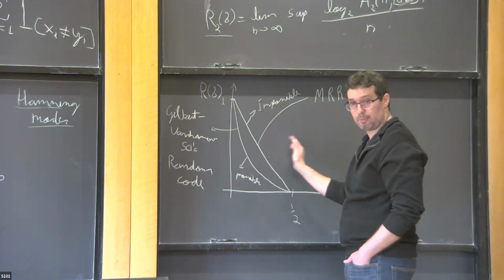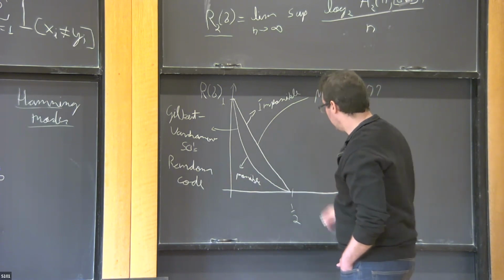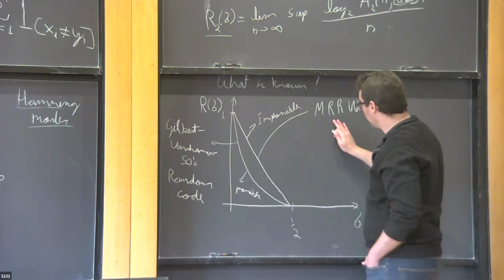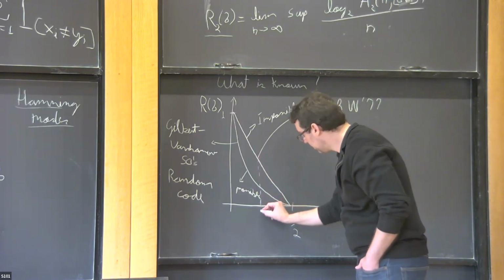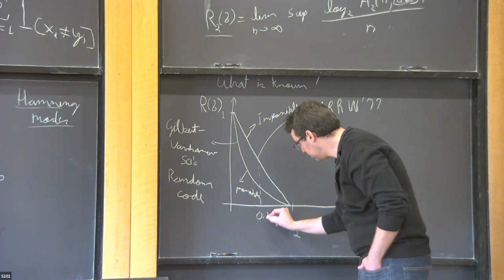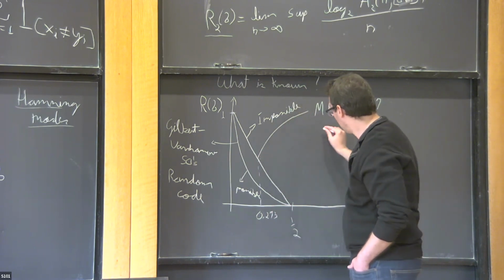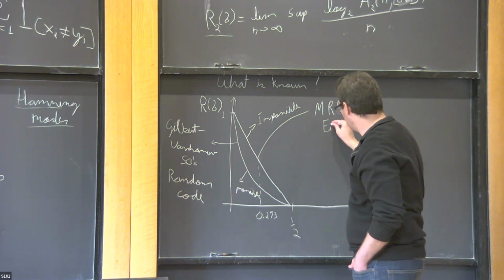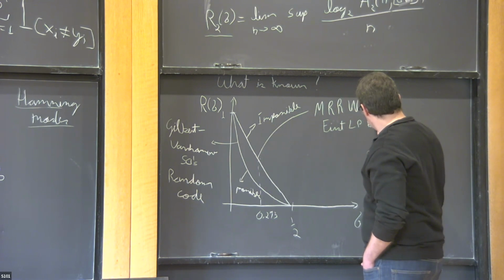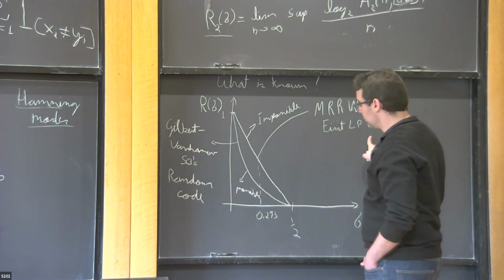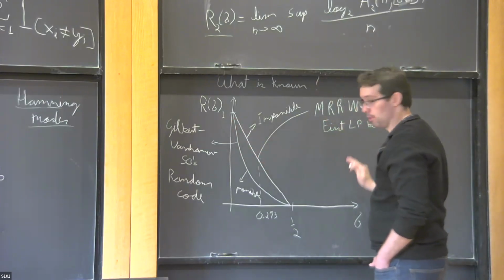Now let's give some parameters to see how those two curves are parameterized. It's important to say that this result actually contains two bounds. It contains a bound when the distance is reasonably large, and this is called the first LP bound of MRRW. This is based on the Hamming scheme, and we have a second one here, but we are going to focus on the first one.